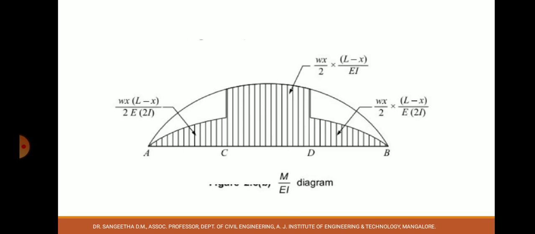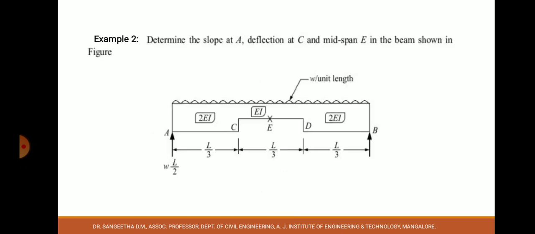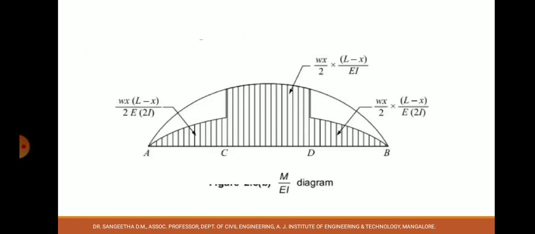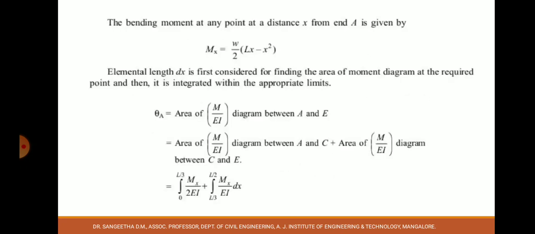Next is the M by EI diagram. You have to draw the bending moment diagram. For a UDL, it is a parabola. For a simply supported beam, you know how to draw a bending moment diagram. When a simply supported beam is subjected to UDL, it is W into x into L minus x divided by 2. I'll explain the step by step procedure of how to draw this bending moment diagram.